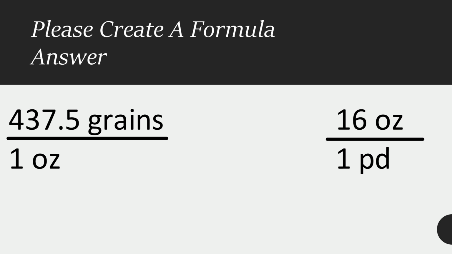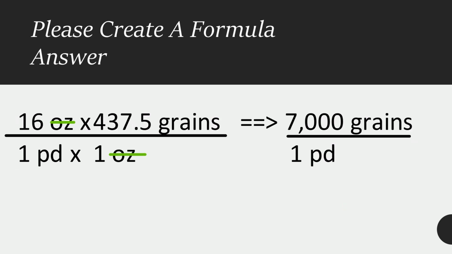Okay, so if I'm going from pounds to grains, this is going to be my first thing I'm going to do, and then my grains is going to be the second thing. So it's going to look something like, I'm going to put my 16 ounces all over my 1 pound. I'm going to make sure my ounces cross out right here. So I'm going to put grains up top and ounces down bottom. That way my ounces cross out. And so I just multiply across, I get 7,000 grains per 1 pound.